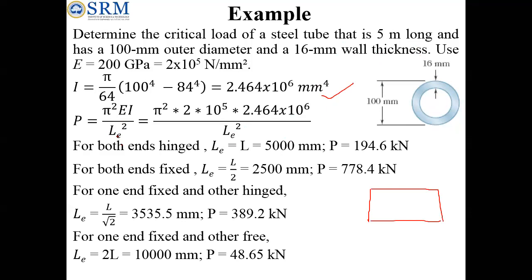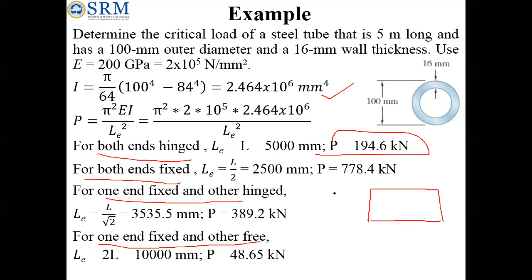The LE value will vary depending upon the conditions. So here, when both ends are hinged, then LE is equal to L. Both ends fixed, then it is L by 2. One end fixed and the other hinged, then it is L by root 2. One end fixed and the other end free, then LE is equal to 2L. Okay. They calculated all the crippling load values for the given conditions. So this is one simple example.